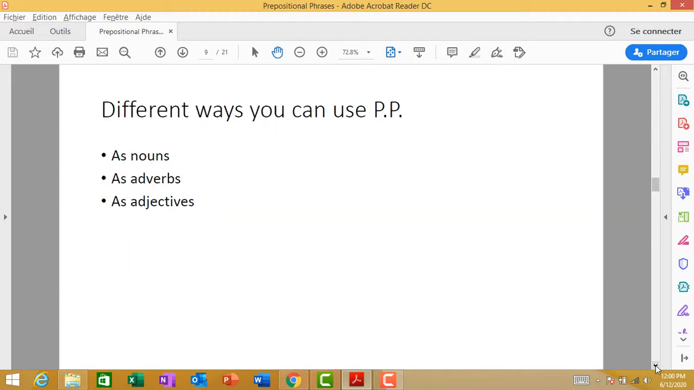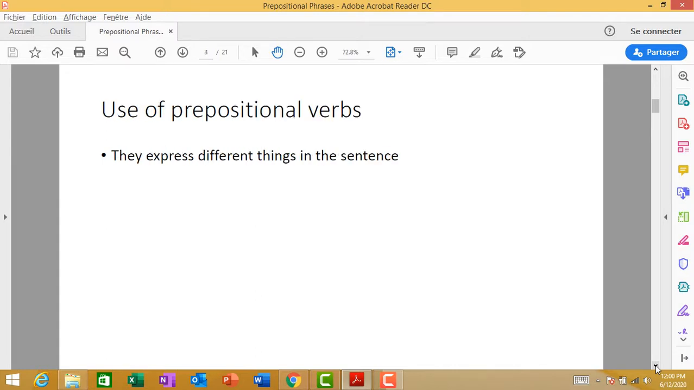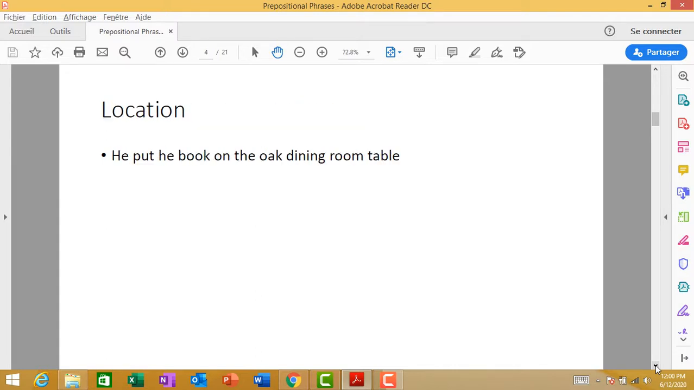Okay, now let's look at different ways you can use prepositional phrases. They can be used as nouns, they can be used as adverbs, and as adjectives. Now let's see if you can do a little exercise with this. Let's go back to the sentences that we had. So let's look at this one.